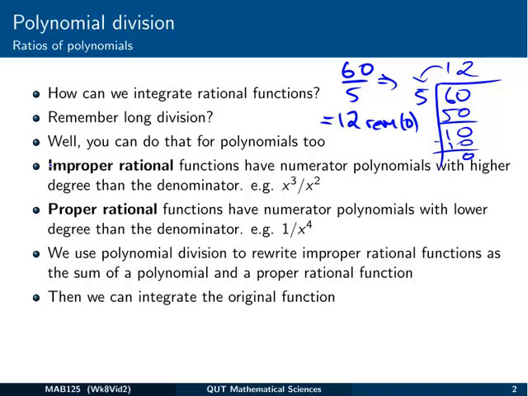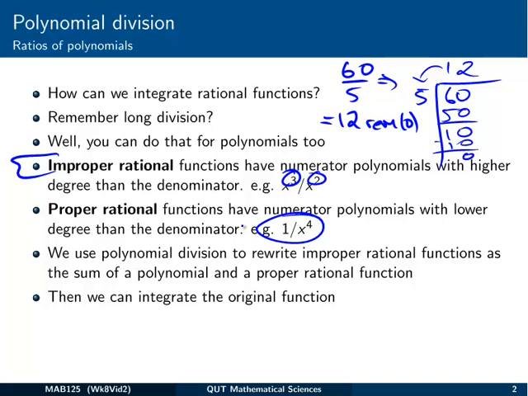So let's look at a little terminology. Improper rational functions are rational functions that have their numerator with a higher degree than the denominator, like x cubed divided by x squared. 3 is bigger than 2. A proper rational function, on the other hand, has a numerator with a lower degree than the denominator, so something like 1 on x to the 4.